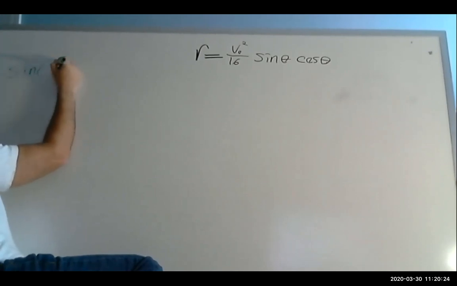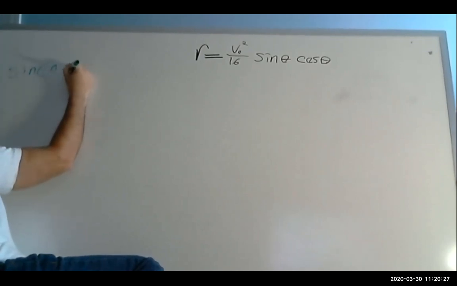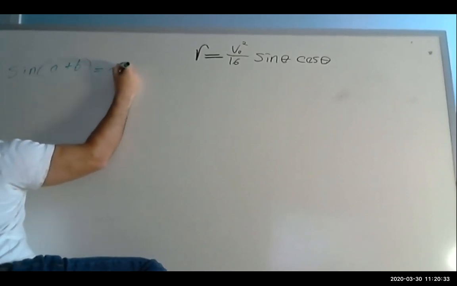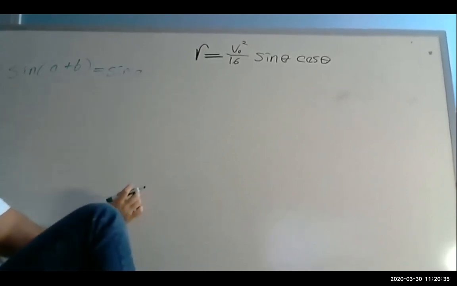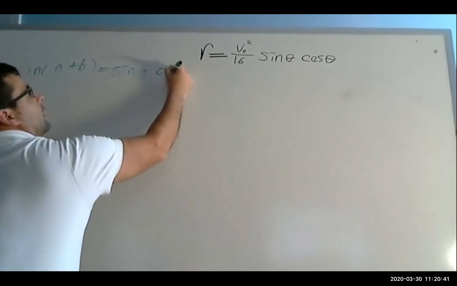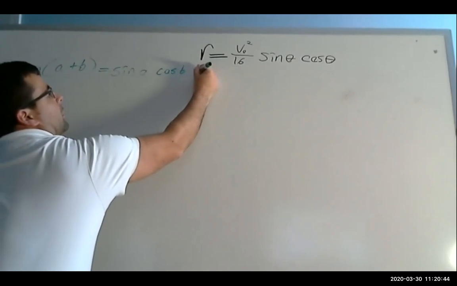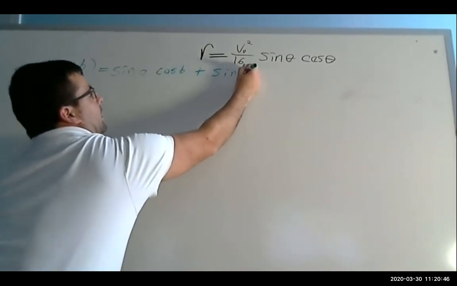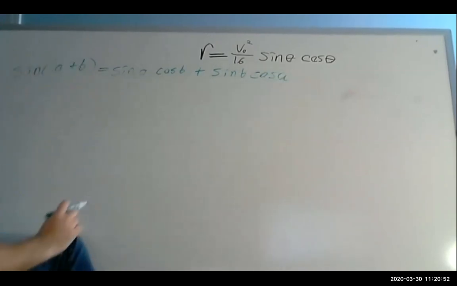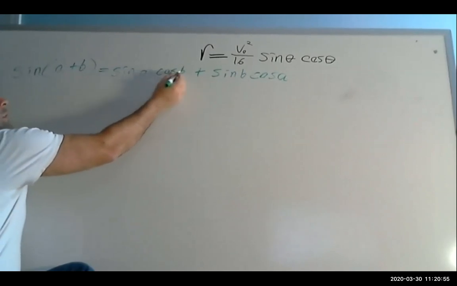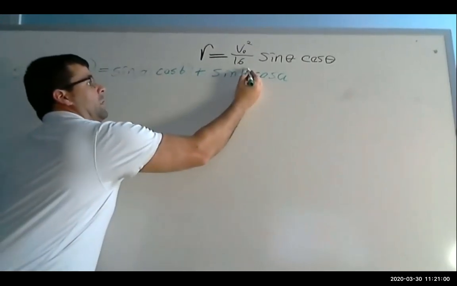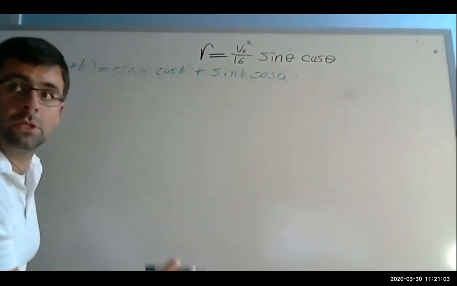So sine of A plus B equals sine A cosine B plus sine B cosine A. So this has sine of something and cosine of something together. So we could use this one.